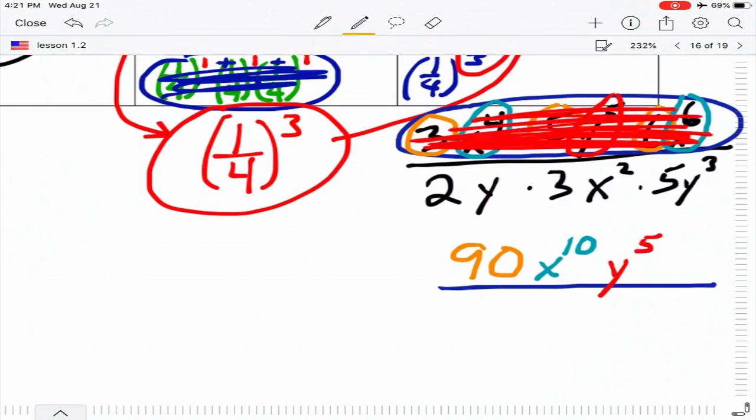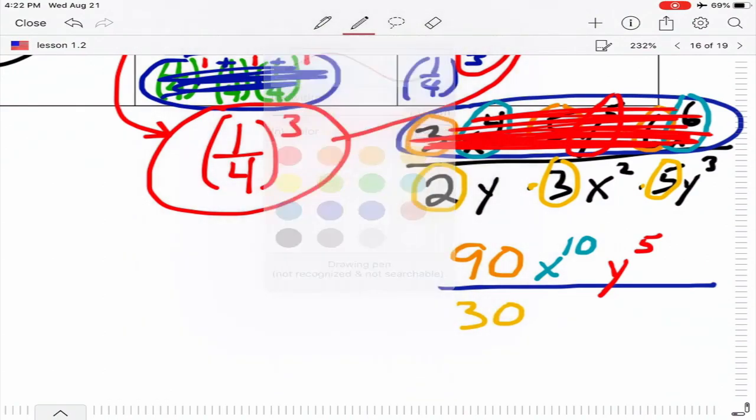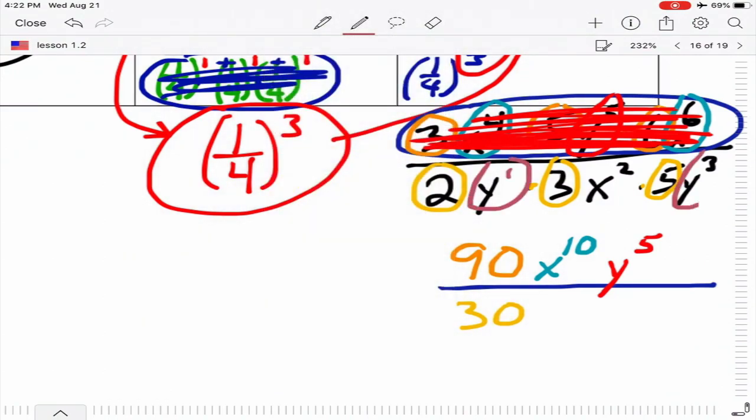The big coefficient numbers, multiply. 2 times 3 times 5, and you get 30. This y doesn't have an exponent, so we're going to give it a 1. And y to the 1st times y to the 3rd is y to the 4th.